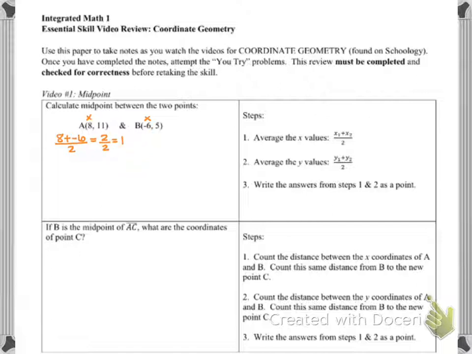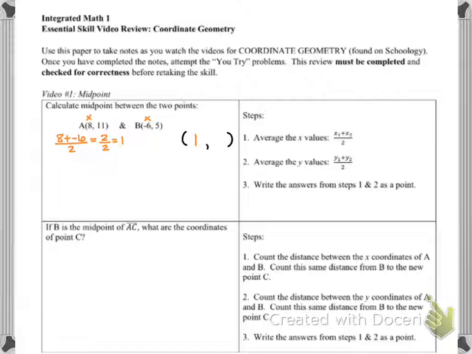So I'm going to start writing my answer off to the side. I'll open up my ordered pair here. Since it is a point, I'm going to write it as a point. And my x value that I just got was 1. Okay, now let's go back and take a look at the y's also.